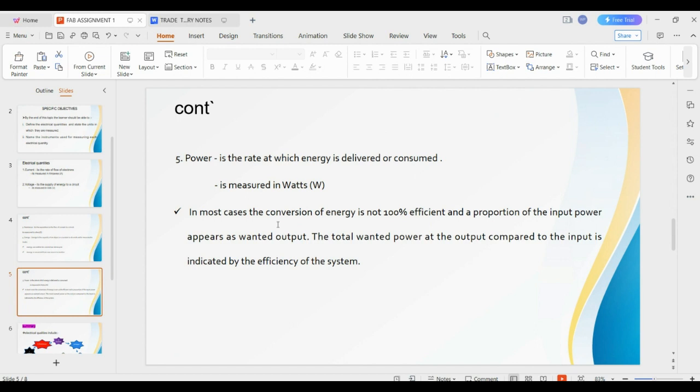The total wanted power at the output compared to the input is indicated by the efficiency of the system. And power is calculated by P, which is given by voltage multiplied by current. Therefore, you can write that equation: power is given by voltage multiplied by current.